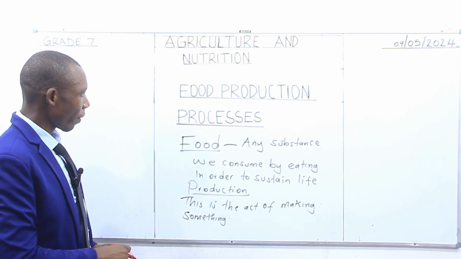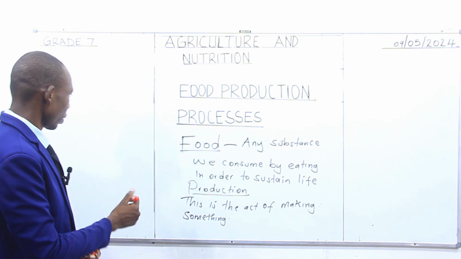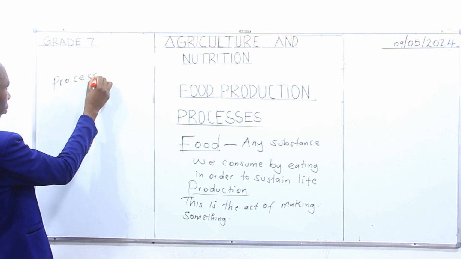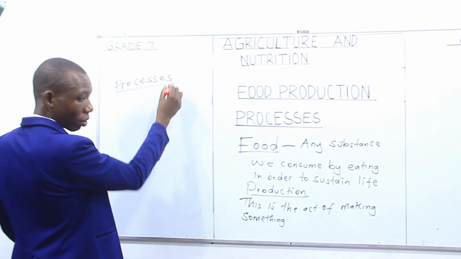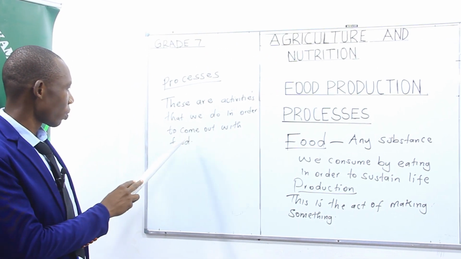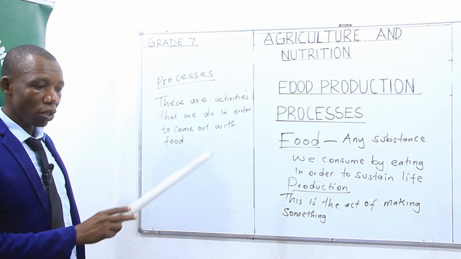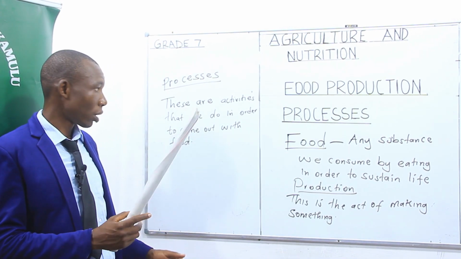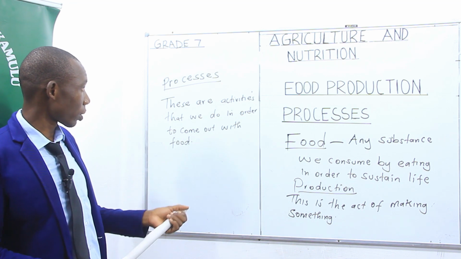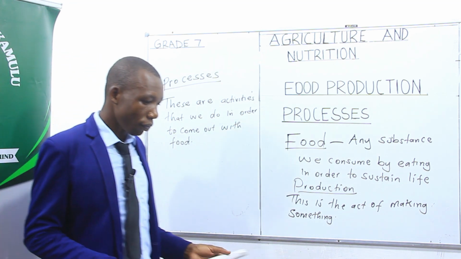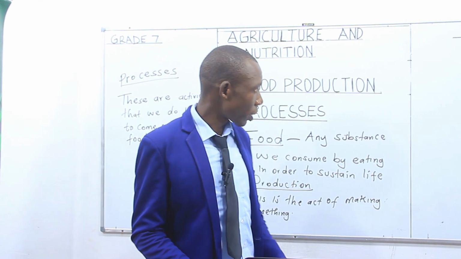Then we are going to define processes. These are activities that we do in order to come up with food. So when you want to come up with the food, you must get involved in some of the processes. They are the activities that we do to come out with the food.